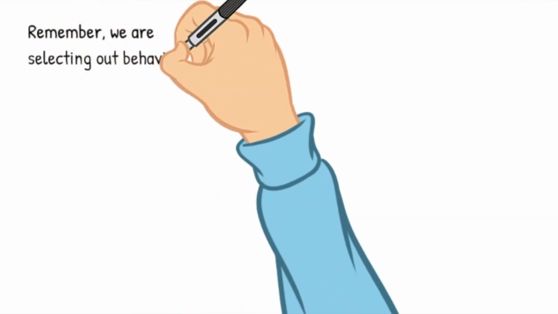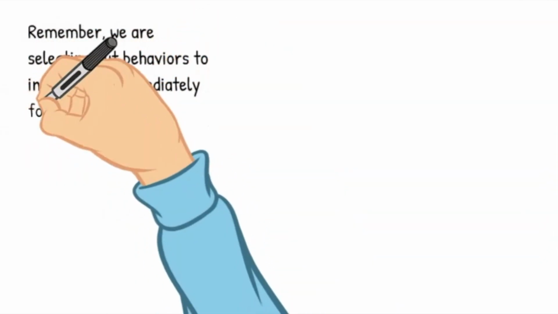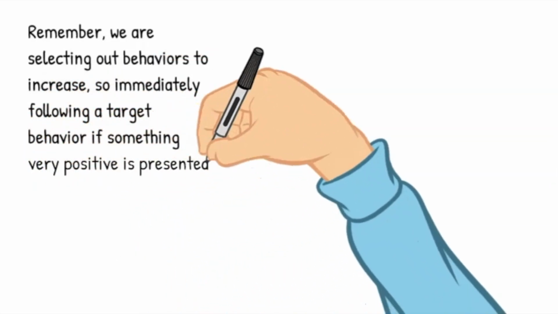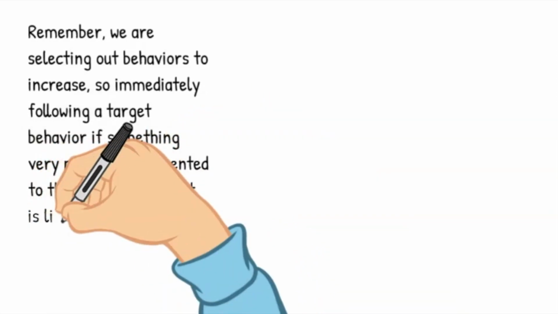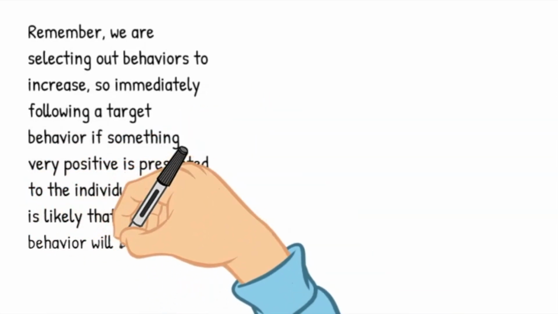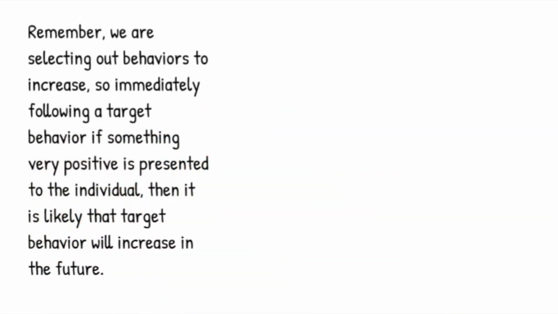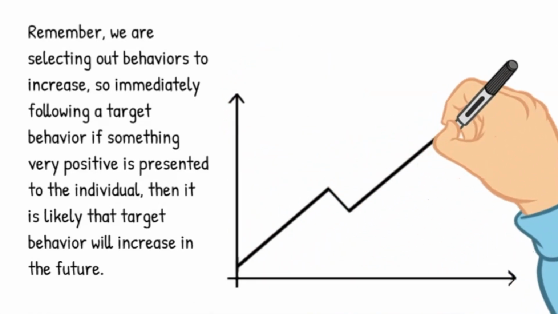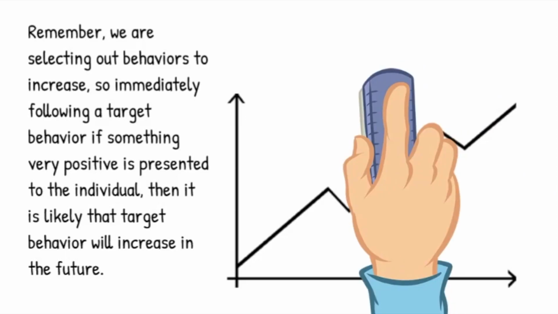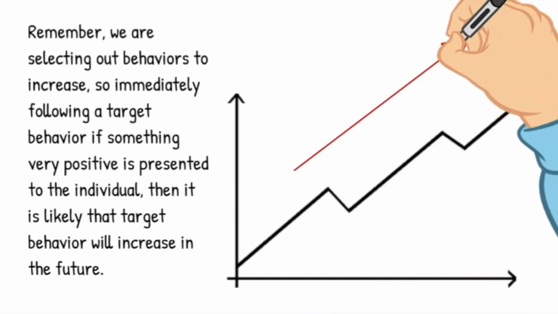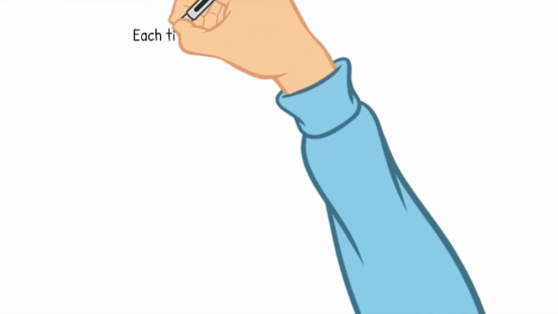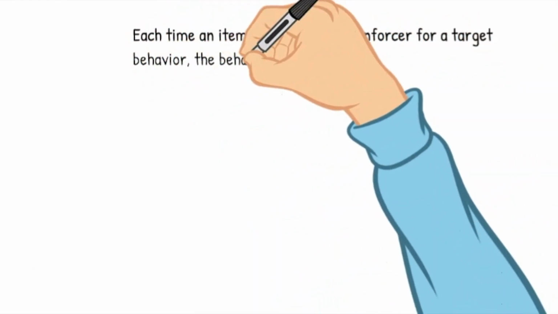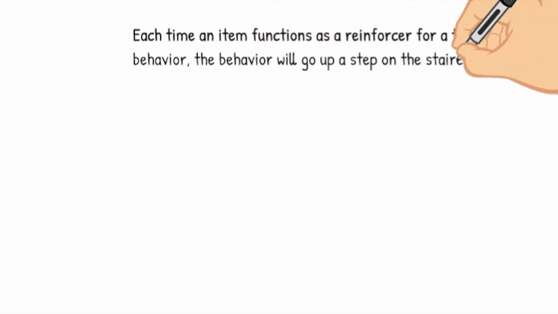Remember, we are selecting out behaviors to increase, so immediately following a target behavior, if something very positive is presented to the individual, then it is more likely that the target behavior will increase in the future. We always want to see a positive trend and an increase in skill level. So each time an item functions as a reinforcer for a target behavior, the behavior will go up.